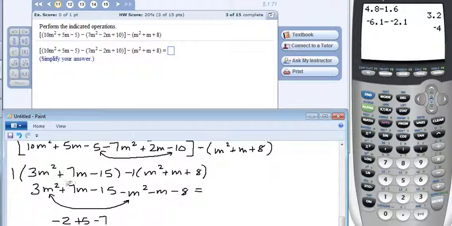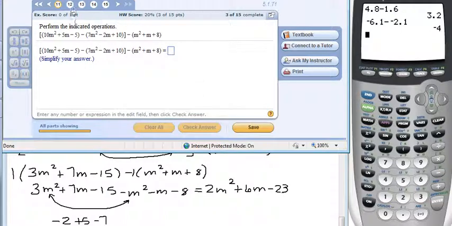They're like a toddler. 3m squareds minus 1m squared is 2m squareds. 7m's minus 1m is 6m's. And a negative 15 and a negative 8 is a negative 23. These are all different. I'm done. Okay, so you're going to want to make sure that you keep going until you have everything different. So when I look at this, I've got like terms up in here, so I just keep shrinking, shrinking, shrinking till I don't. Okay? And that's about it.